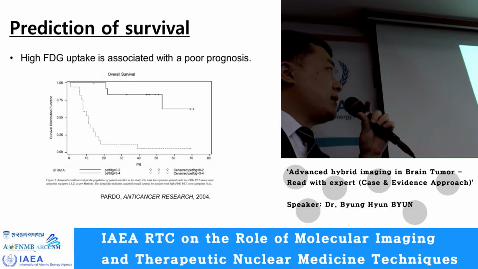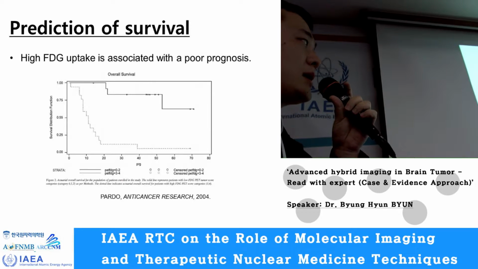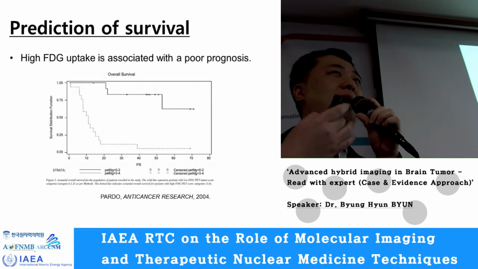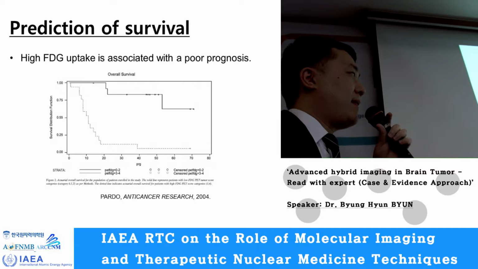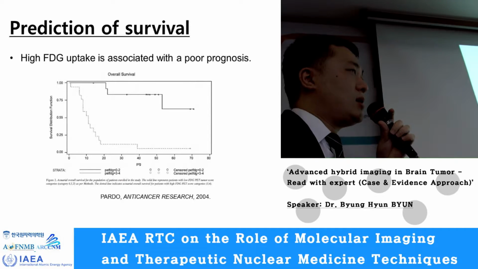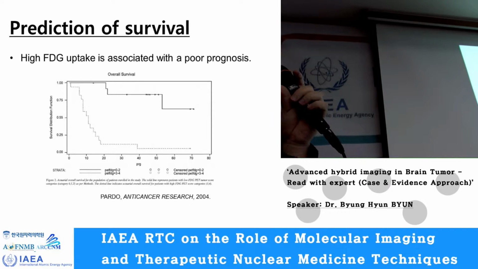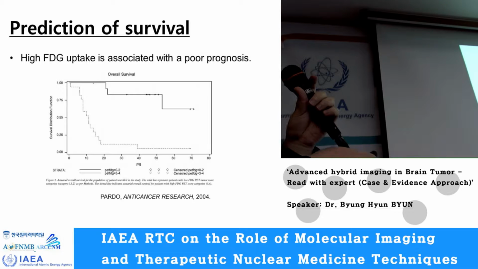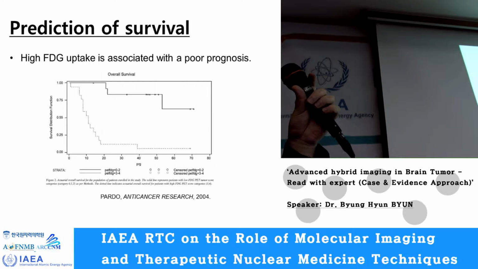Another application is the prediction of survival. As you can see in this graph, the patients with brain tumors with higher FDG uptake showed poorer prognosis than the patients with brain tumors with low FDG uptake. There is a lot of research showing that FDG tumor uptake is useful for the prediction of survival, because high FDG uptake is associated with a poor prognosis.